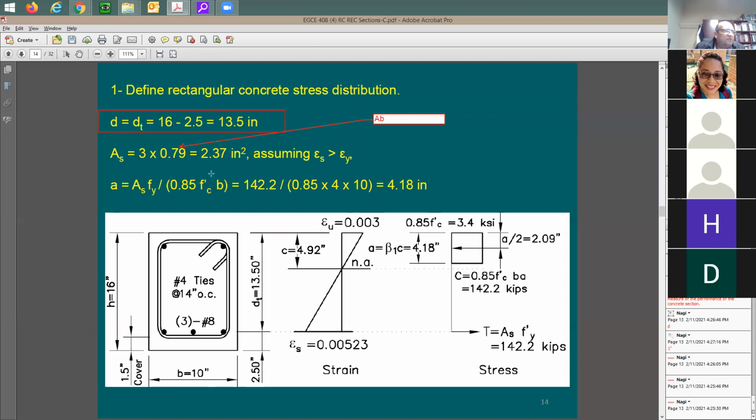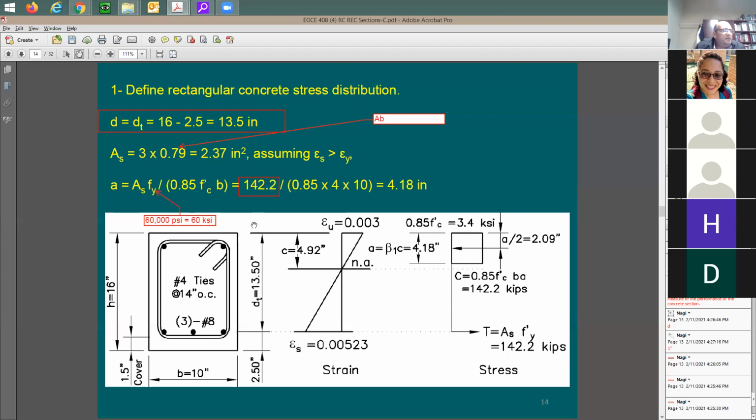Here's the tension force, 142. How do you do this? You take f_y, how much was f_y? 60,000 psi. How much is this in kips or ksi? It is equal to 60 ksi. If someone tries to help us and just takes 60 multiplied by 2.37, would you get 142.2? Who can help with this? Yeah, you'll get the same thing.